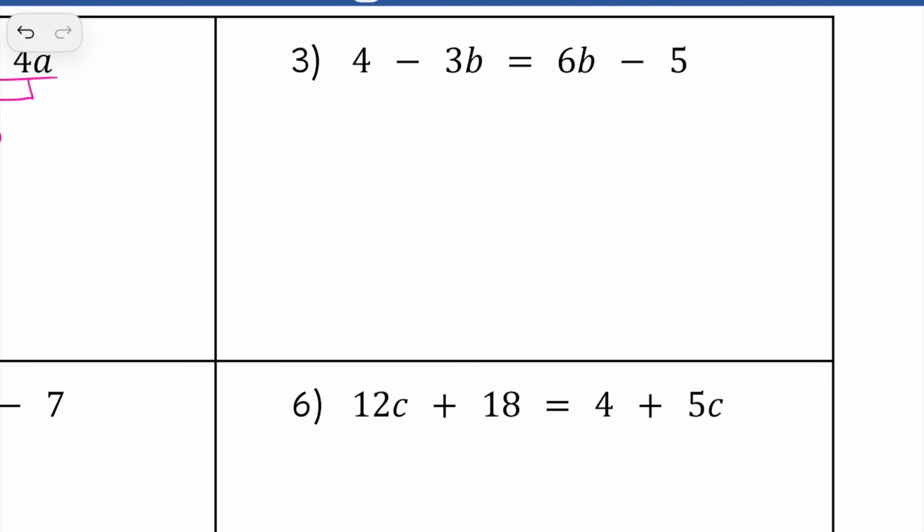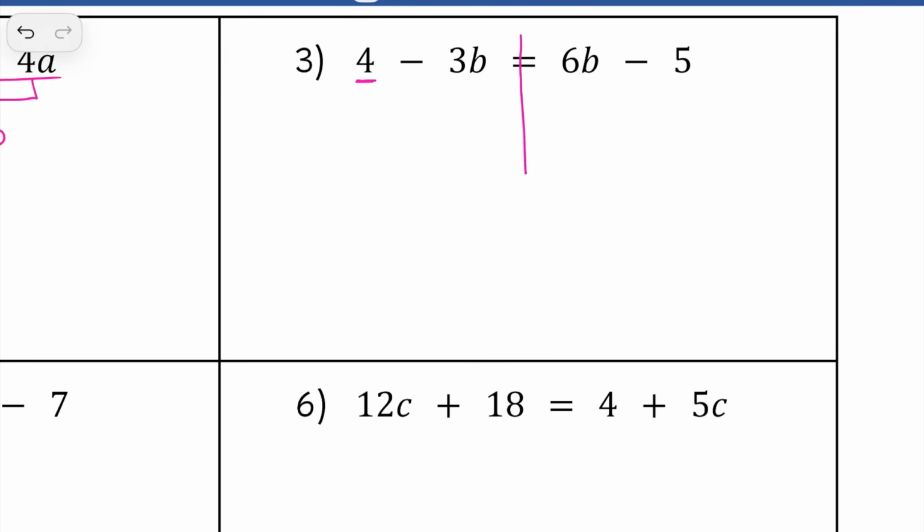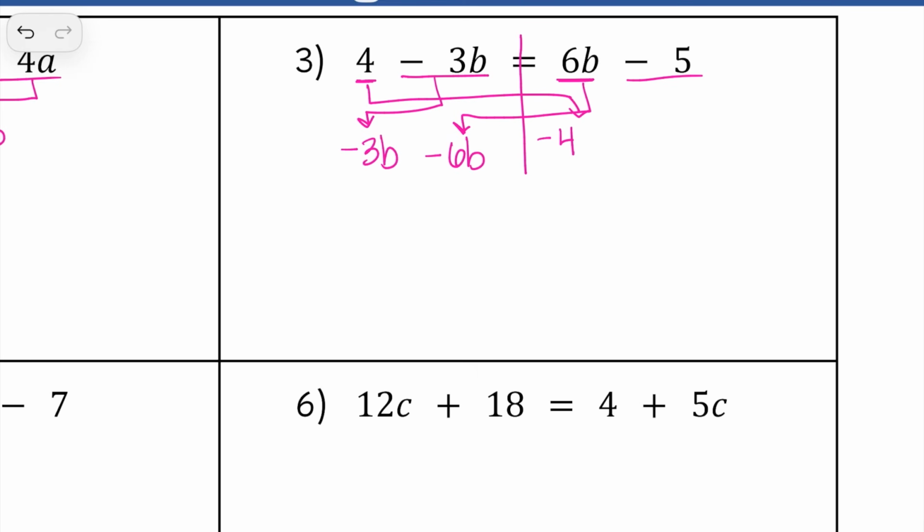All right, moving on to problem 3. You're going to start off by making your vertical line. The 4 is on the wrong side. We're going to slide it over here, which means instead of a positive 4, it becomes a negative 4. This minus 3b is on the correct side. I'm going to just slide it over here. So it stays minus 3b or negative 3b. Next up is 6b. That 6b needs to come all the way over here, and instead of being positive 6b, it becomes negative 6b. Then the minus 5 is on the correct side, so we're going to bring it straight down.